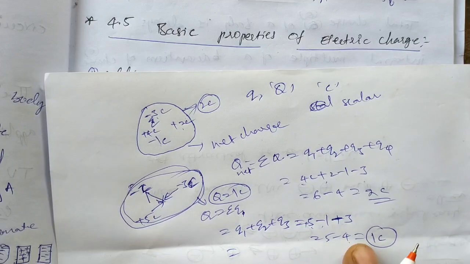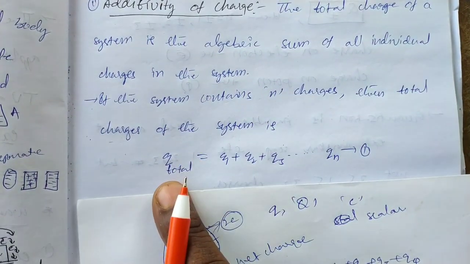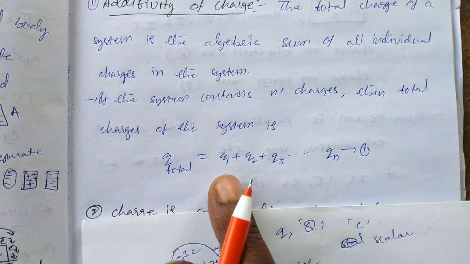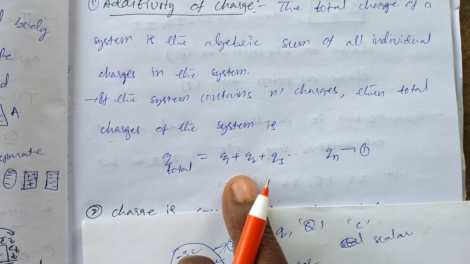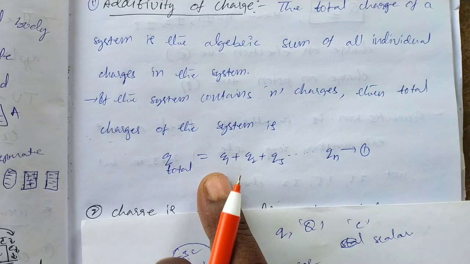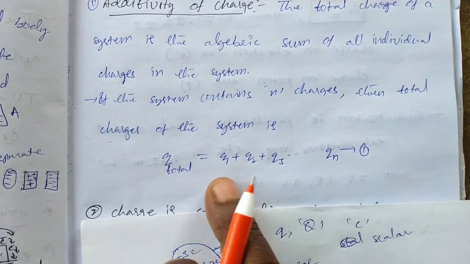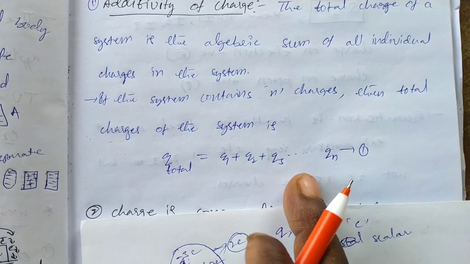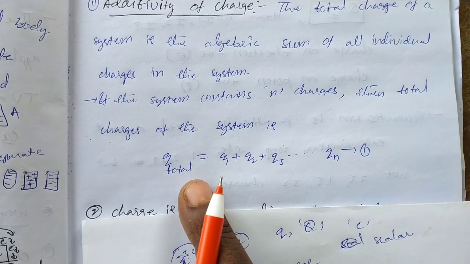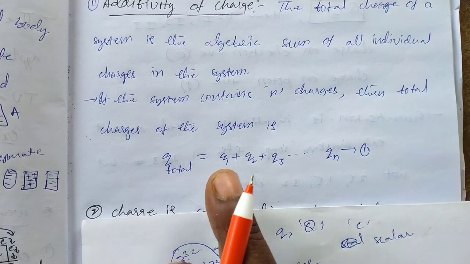That is additive. The total net charge is equal to the sum of the individual charges. Suppose we take 2 charges, Q1 plus Q2. Suppose 3 charges, Q1 plus Q2 plus Q3. Suppose Q1 plus Q2 plus Q3 and so on up to Qn. We can add any number of charge carriers. That is the net charge of the body, system or loop. This is the additive property of charge.